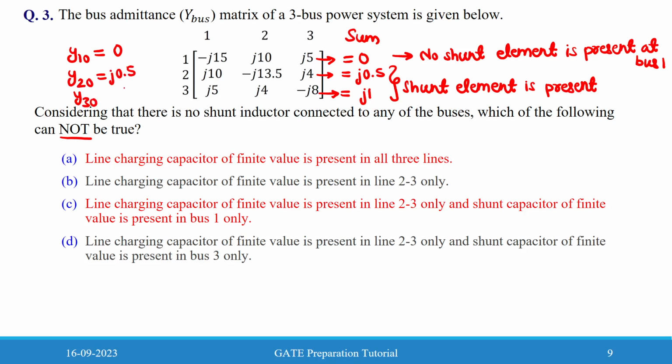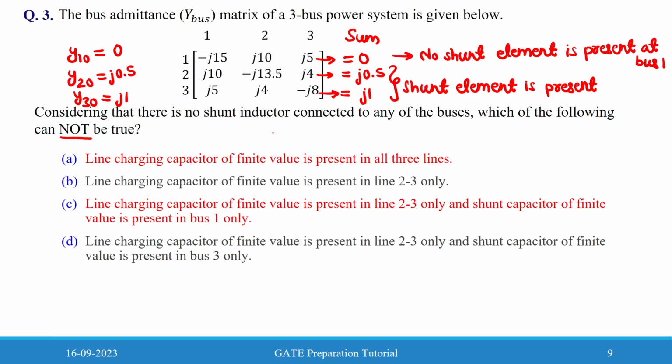If we are representing the diagonal elements, we represent them as yii, that is y11, y22, like this. And for non-diagonal elements, we represent them as y12, y21, y31, like this. They are shunt elements, so we are representing them with reference to 0. So y30 will be j1. So these are the values for the shunt branch. And the value of the shunt branch at bus 1 is 0. So that means no shunt element is present at bus 1.